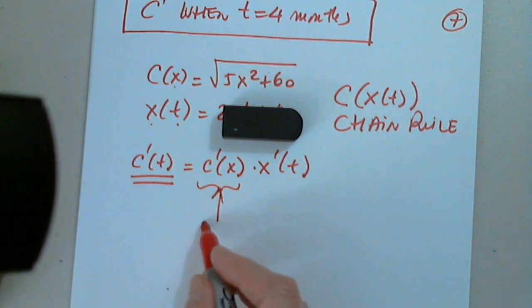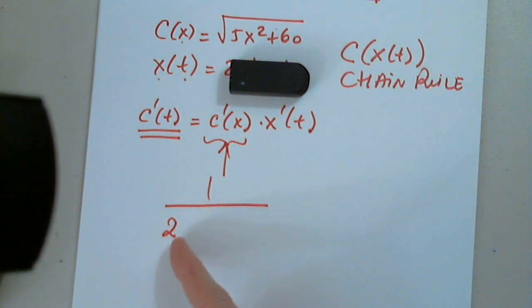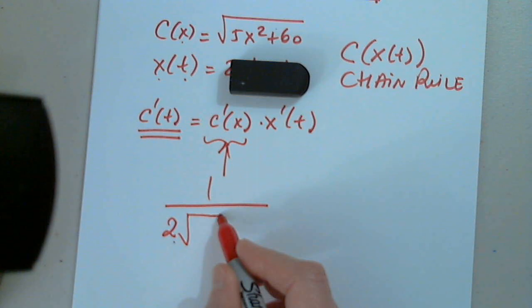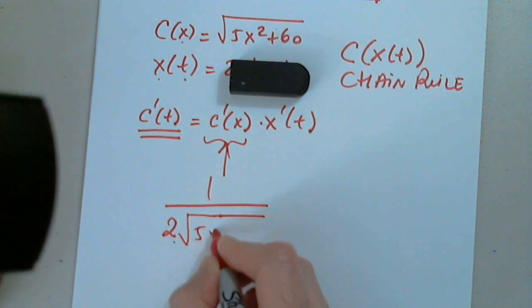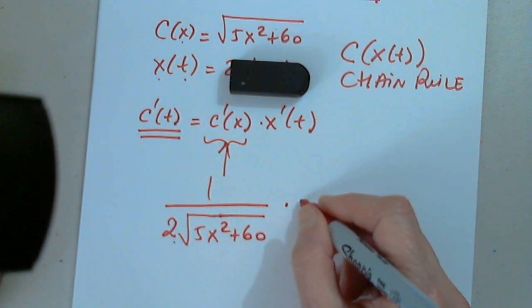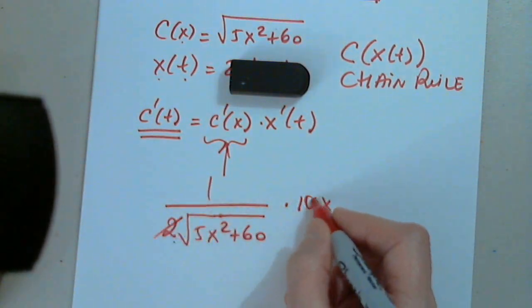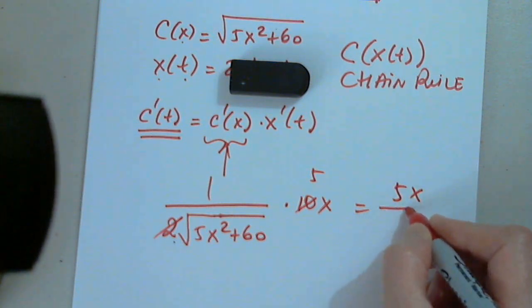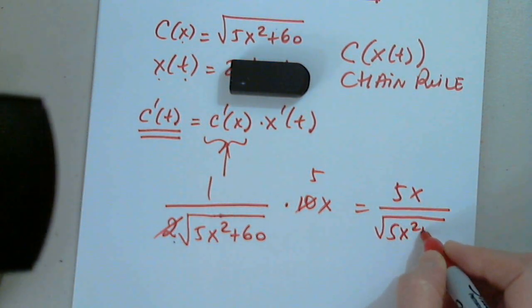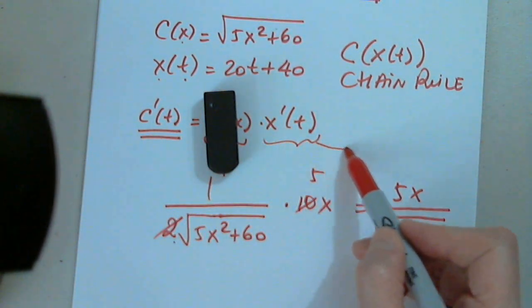Is it 1 divided by 10? Well, it's 2 times 5. Oh, never mind. 2 square root of 5x squared plus 60, times the inner function prime. 10x. Very good. And I will simplify 2 with 10. And I get 5x over the square root of 5x squared plus 60. So I have this piece. Can anyone give us this piece?